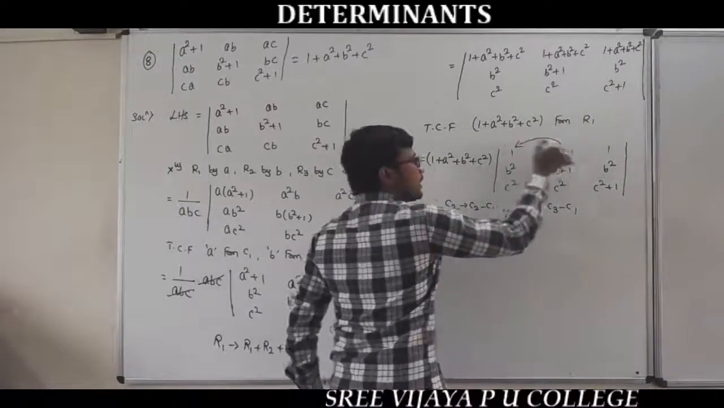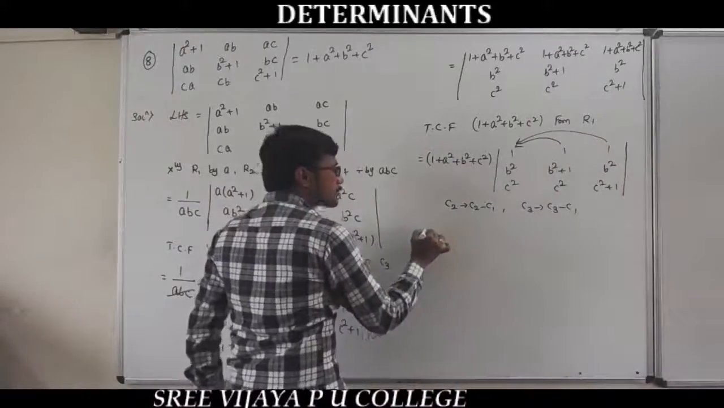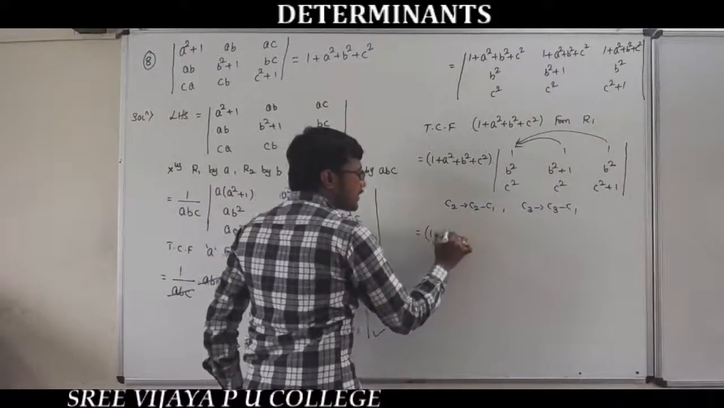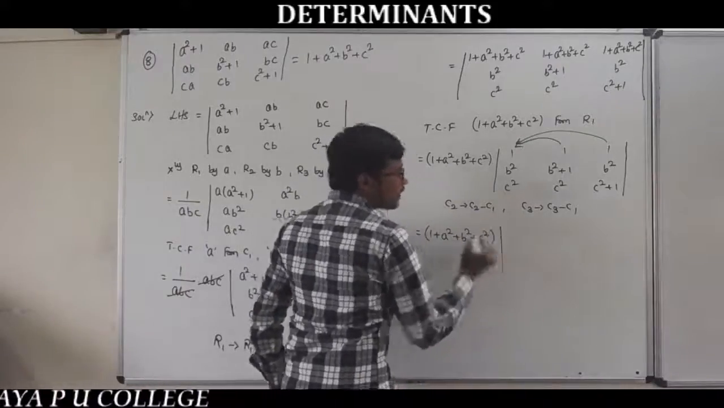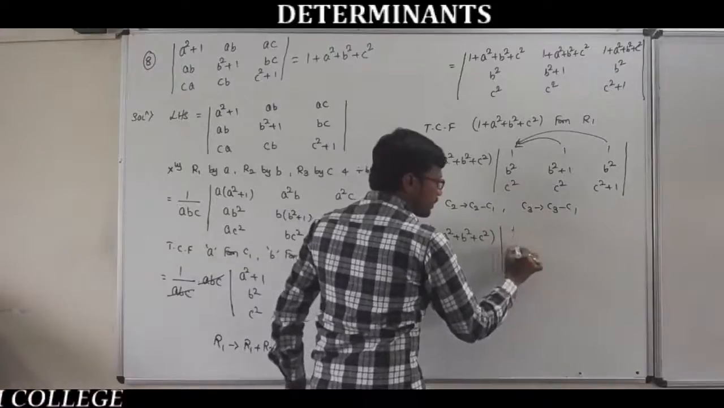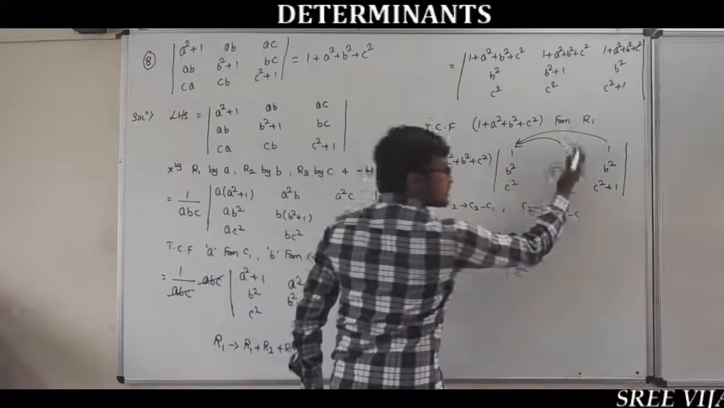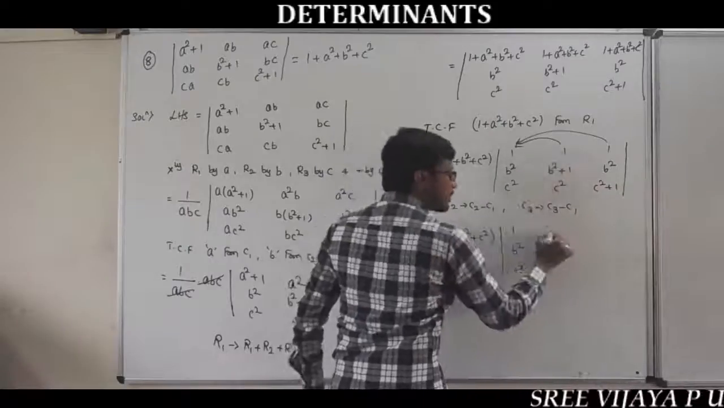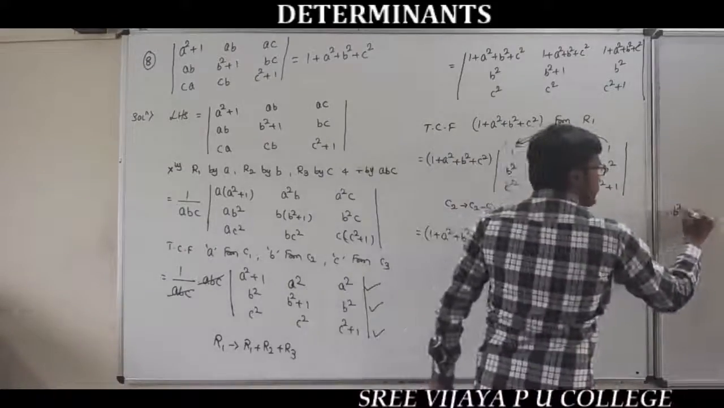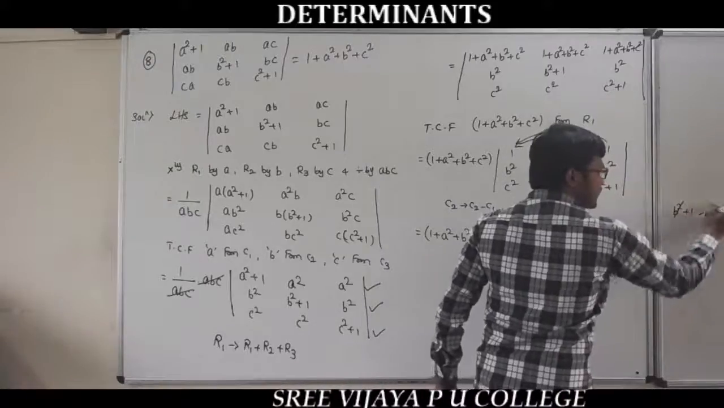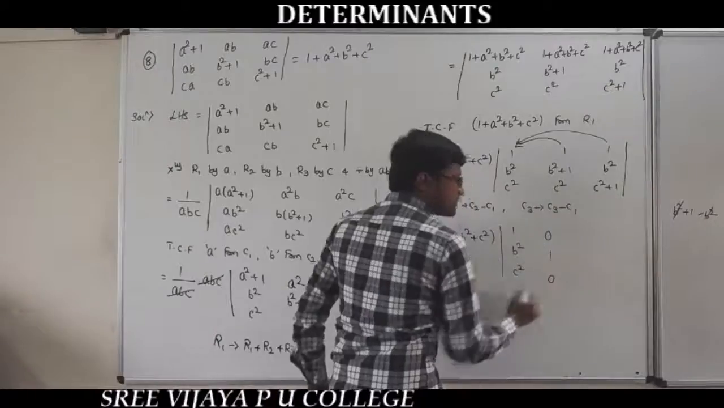So this column minus this column, minus this column. Column 1 should be as it is: 1 plus A square plus B square plus C square. Column 1 is 1, B square, C square. Column 2 minus column 1: 1 minus 1 is 0. B square plus 1 minus B square, the B square minus B square gets cancelled, we get 1. C square minus C square is 0.